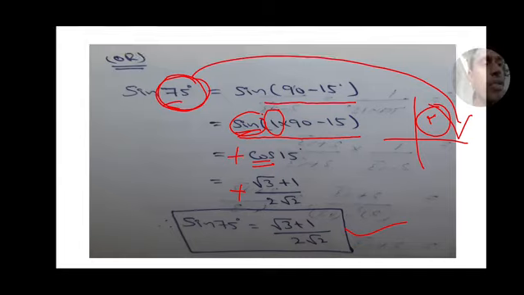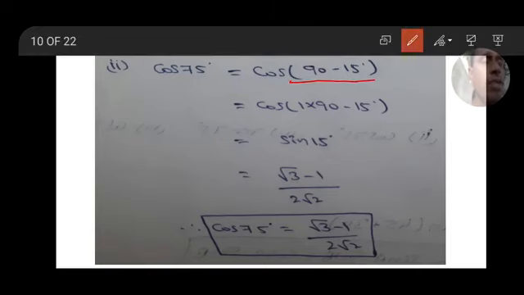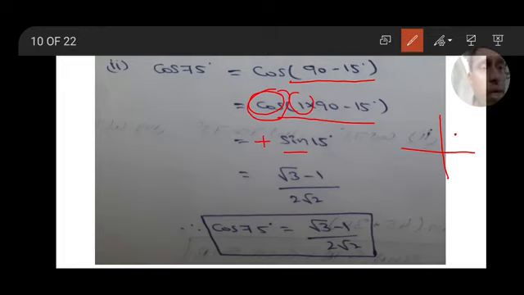Next, similarly, cos 75. Cos 75 equals cos of 90 minus 15, which can be written as 1 into 90 minus 15 degrees. Since 1 is an odd number, cos becomes sin, and 75 is in the first quadrant where cos is positive, therefore plus sin 15. And the sin 15 degree value is root 3 minus 1 by 2 root 2. Therefore cos 75 is root 3 minus 1 by 2 root 2.